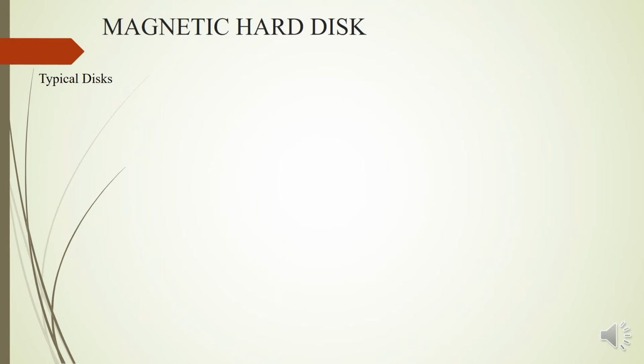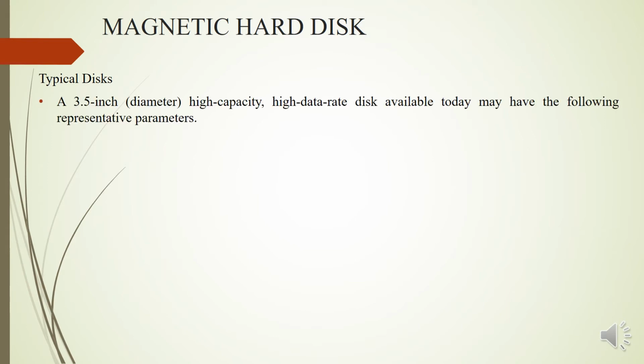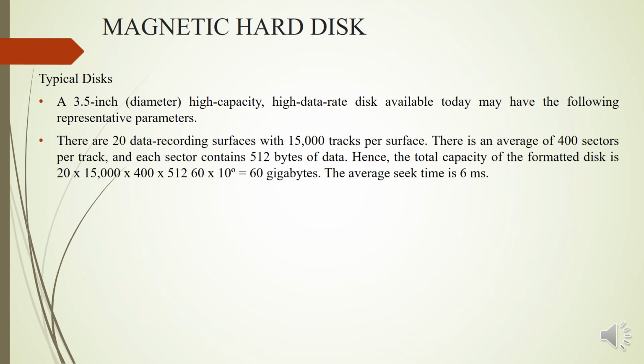Now, what are the different types of disk available? Typical disk will come around 3.5 inch in diameter, having a high capacity, high data rate, and with the following parameters. There are 20 data recording surfaces with 15,000 tracks per surface. There is an average of 400 sectors per track, and each sector contains 512 bytes of data. Hence, the total capacity of a formatted disk is 60 gigabytes.